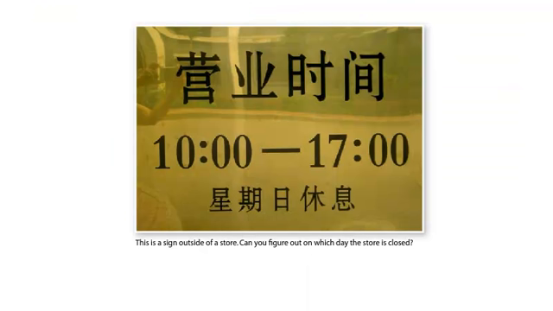Take a look at this sign real quick. Can you tell what day this store is closed? They're pointing out a specific day where the store is closed. And if you guessed right, 星期日. 星期日 is Sunday. And this word here means 休息, to rest. So they rest on Sundays.